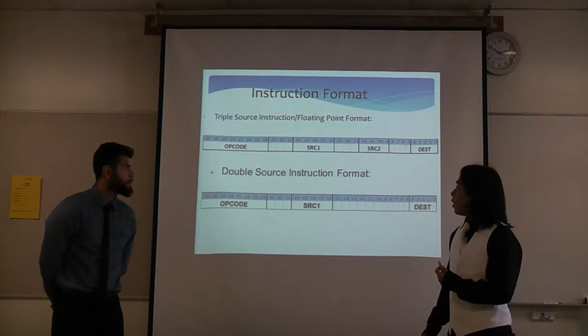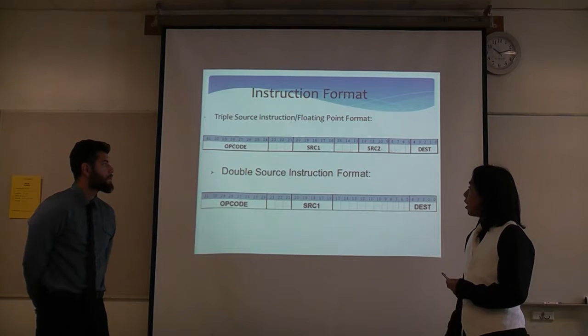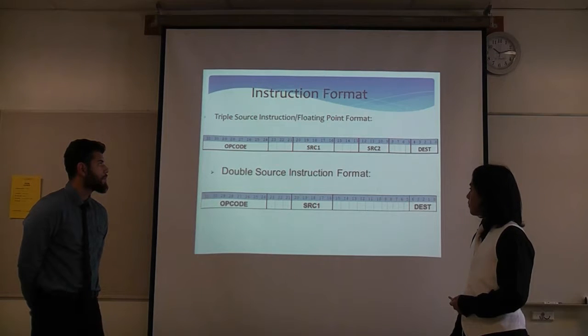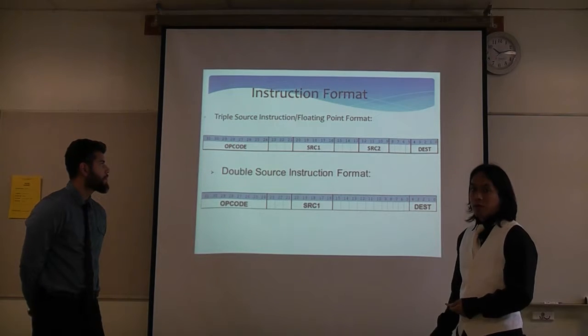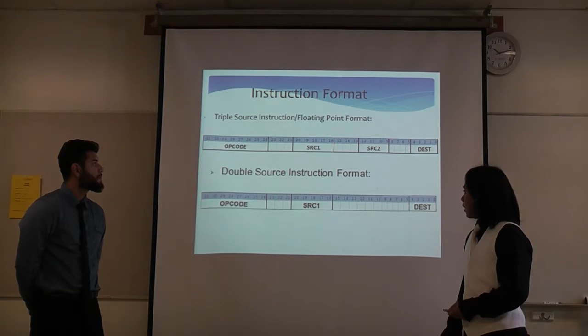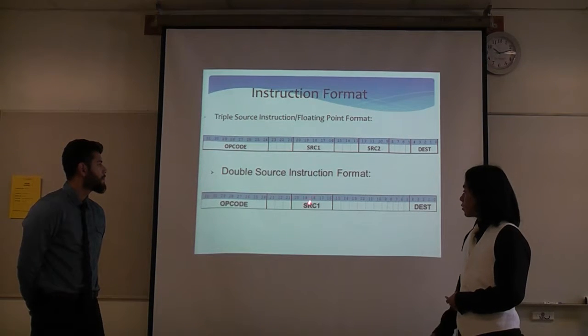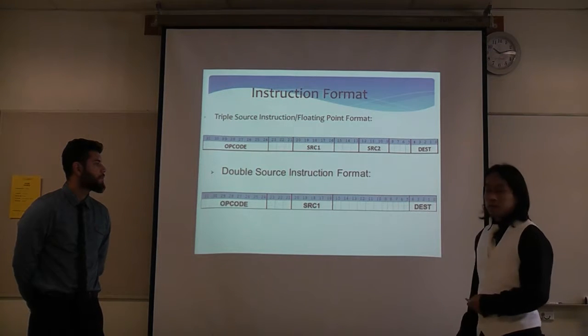Here are the instruction formats of our processor. We have a triple source and floating point format. In these formats, the source 1 and source 2 registers are altered by the opcode, depending on what the opcode is, and stored into the destination register. The double source instruction format is pretty much the same thing, but we only use one source register, altered by the opcode and stored into the destination.